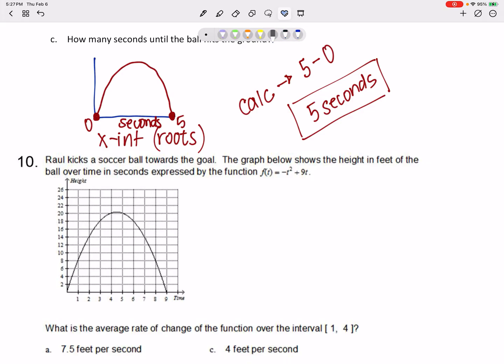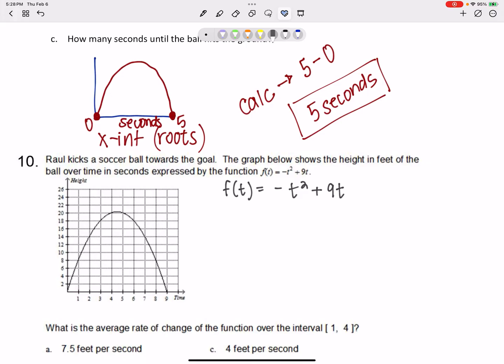I'm going to write that a little bit bigger so I can see it. f(t) = -t² + 9t. We want to know the average rate of change. So this is something new. The average rate of change is just the slope between 2 points.